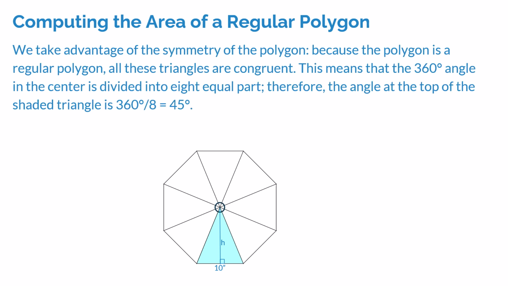Because the regular polygon is highly symmetric, if we look at the circle here at the center of the polygon, it gets divided into 8 equal parts. Therefore, the angle at the top of that triangle is 360 degrees divided by 8, which is 45 degrees.